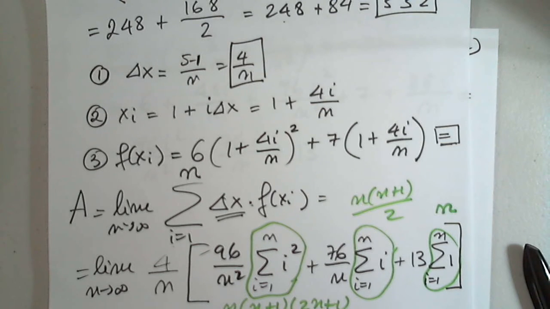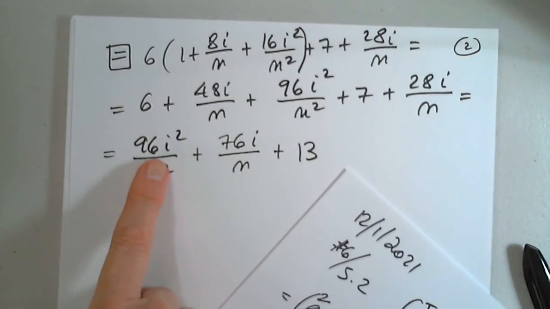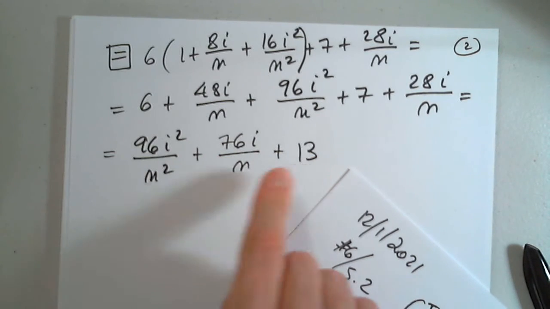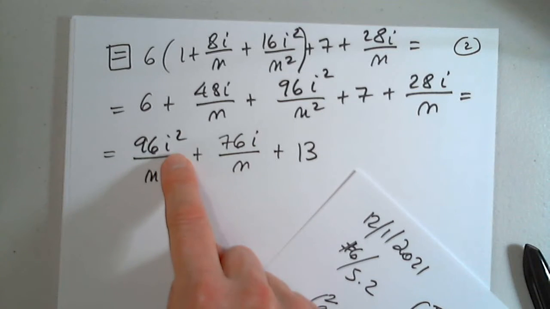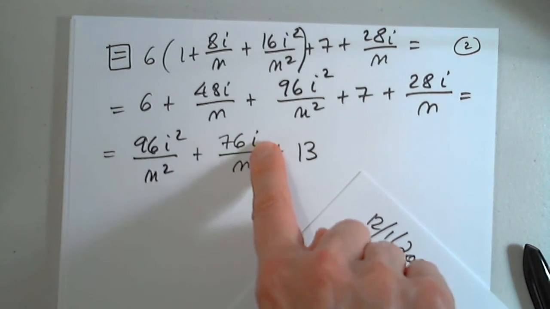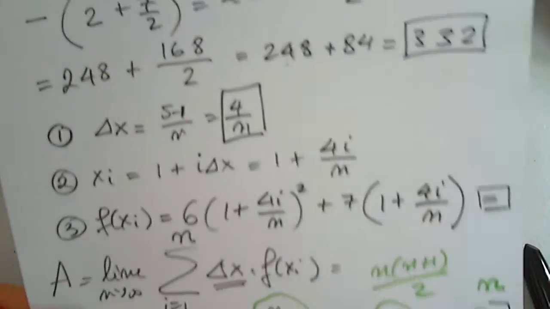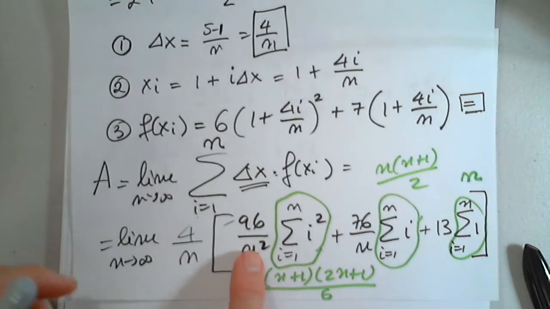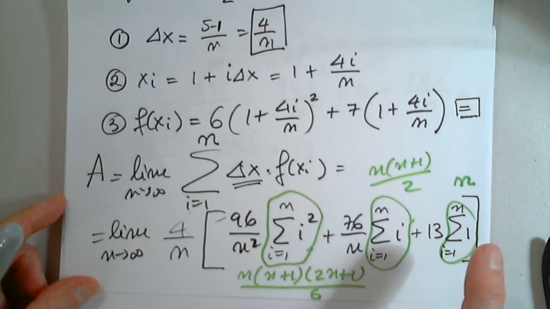I'll wait for you to confirm that this is okay. So remember, we had the sum of 3 terms. The sum of this plus the sum of this plus the sum of this. But 96 over n squared is a constant, goes in front of the summation of i squared. 76 over n goes in front of the summation of i, plus 13, the sum of 1. 96 over n squared, the sum of i squared, 76 over n, the sum of i.